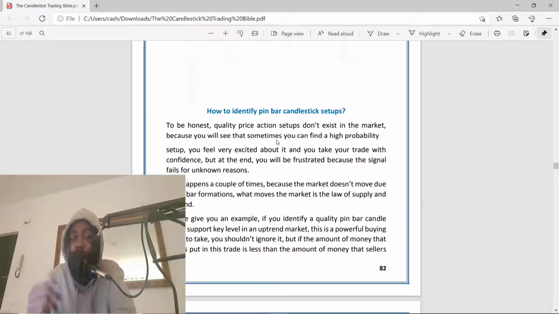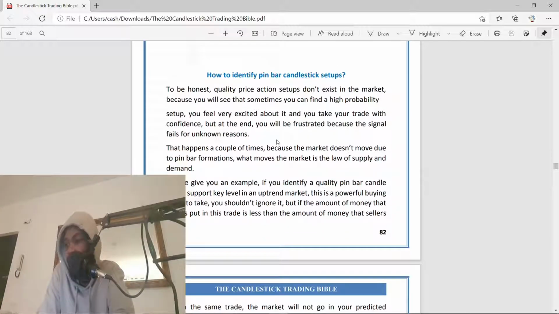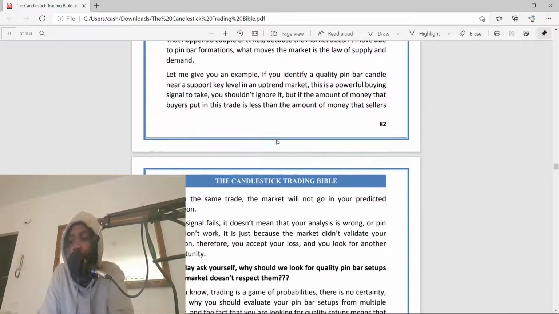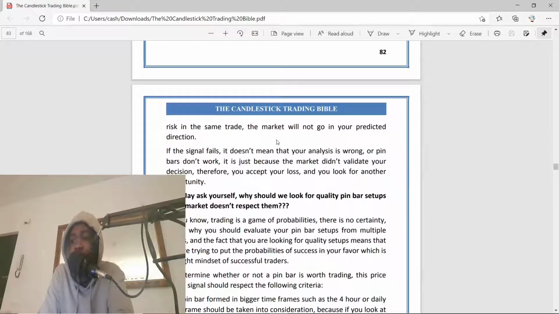First part, accept the loss. So let me give you an example. If you identify a quality pinball candle near a support key level in an uptrend, this is a powerful buying signal to take. You shouldn't ignore it. But if the amount of money that buyers put in this trade is less than the amount of money that sellers risk in the same trade, the market will not go in your predicted direction. If the signal fails, it doesn't mean that your analysis is wrong or pinballs don't work. It's just because the market didn't validate your decision.